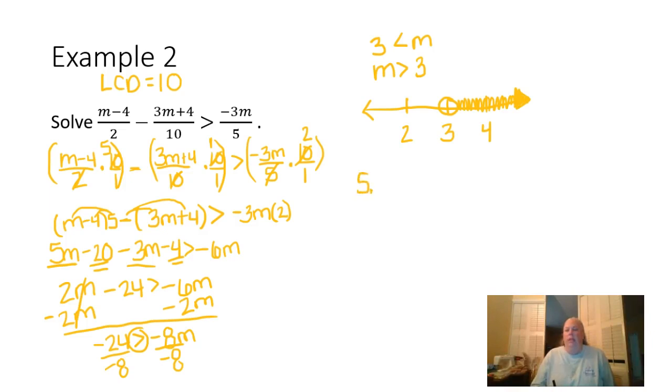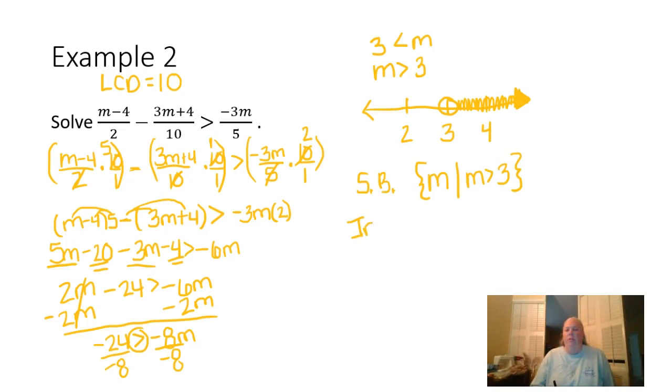All right, for our set builder notation, we want the set of m, such that, and then our rule, right here it is, m is greater than 3. Or you can use 3 is less than m if you want to. Either one's going to be okay.